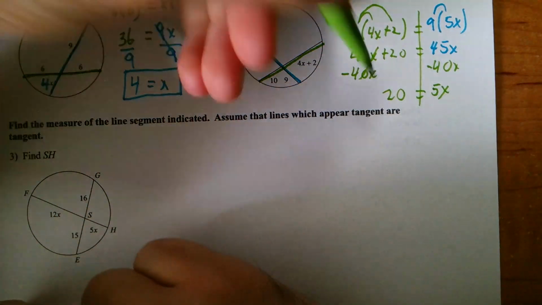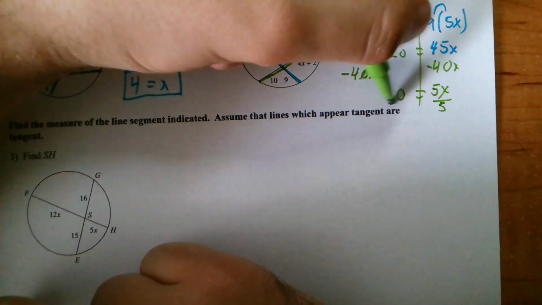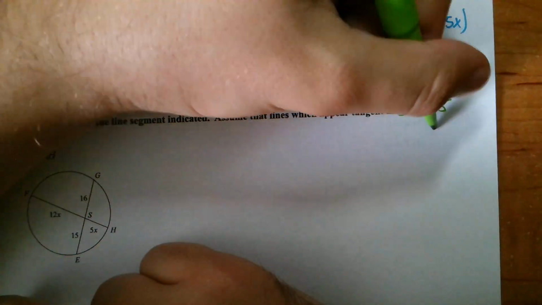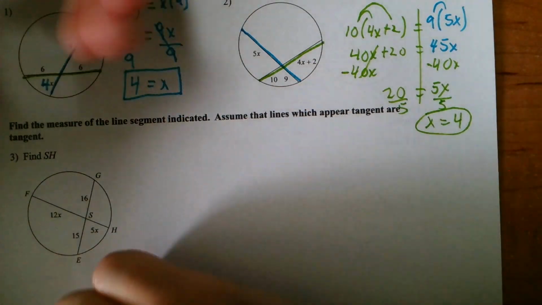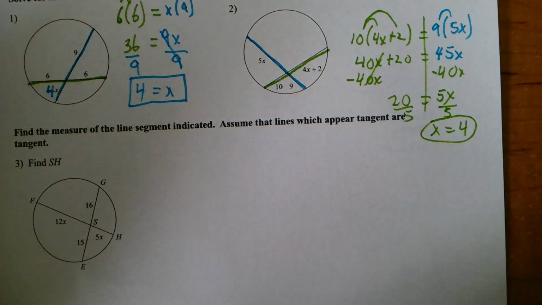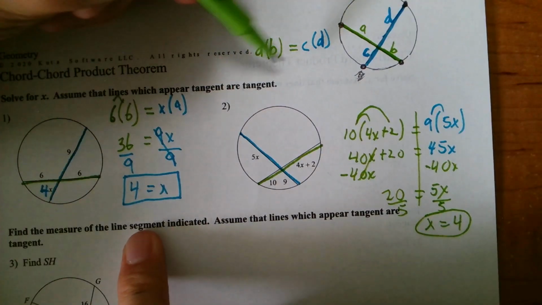And then just divide by 5. So divide by 5, divide by 5. x is equal to 4. Hey, that's a coincidence. But yes, in this case, we should get x equals 4. If I plug that back in, we should see that the chords obey this relationship.